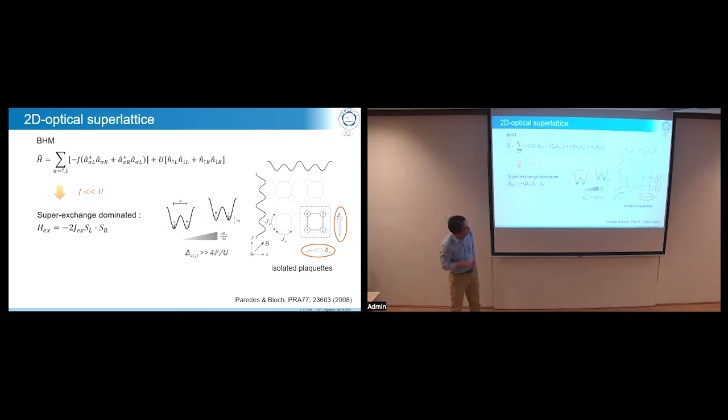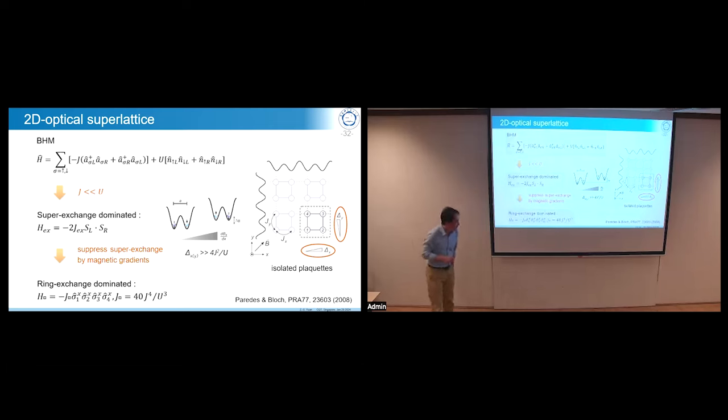So therefore, we can suppress the superexchange even more. This one will be suppressed. And finally, there will be a fourth order spin interaction here. We will see this interaction, the ring exchange dominated Hamiltonian, which is at the order of J to the 4 over U to the 3. This is really a tiny energy, but if you can suppress the J exchange, we will finally observe that one.